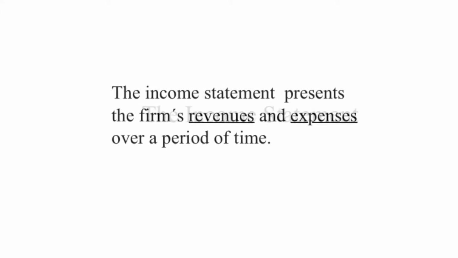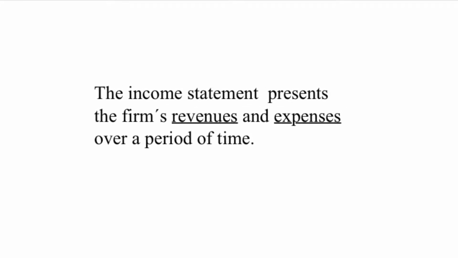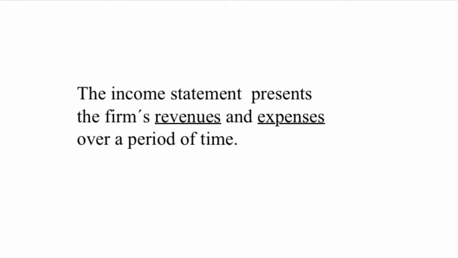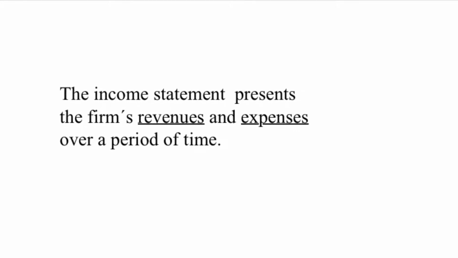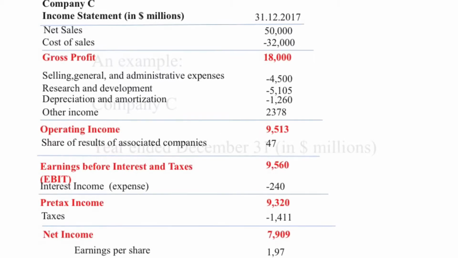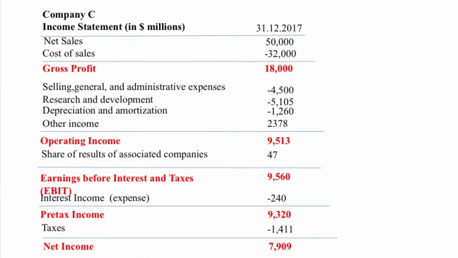The income statement provides information about the profitability of a firm's business and how it relates to the value of the firm's shares. The income statement presents the firm's revenues and expenses over a period of time. Let's take an example. Here's the income statement for Company C on 31st December 2017. This is how it looks.